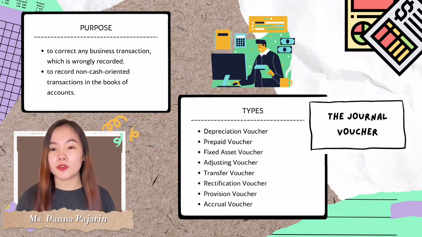There are different types of journal voucher. First is the depreciation voucher for recording the depreciation expense of the year. Second is the prepaid voucher for recording prepaid expenses. Third is the fixed assets voucher for recording the purchase of fixed assets. Fourth is the adjusting voucher for recording the closing entries. Fifth is the transfer voucher for shifting of balances of one account to another. Next is the rectification voucher for rectification of an error. Next is the provision voucher for providing an expense on an estimation basis. And the last one is the accrual voucher for recording of accrued income.